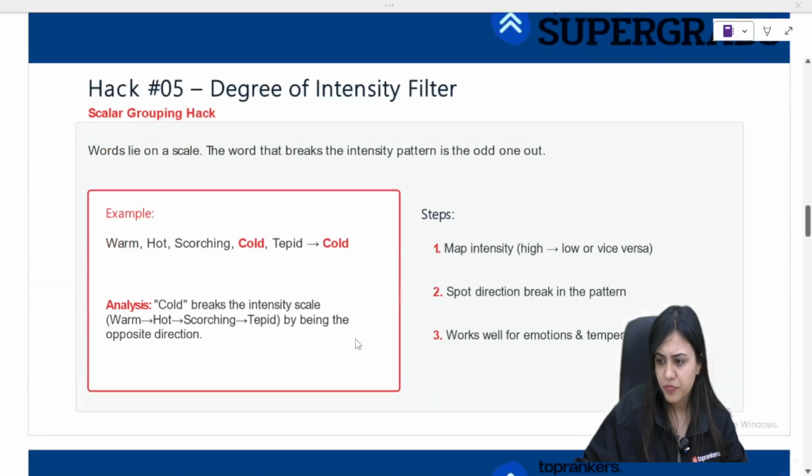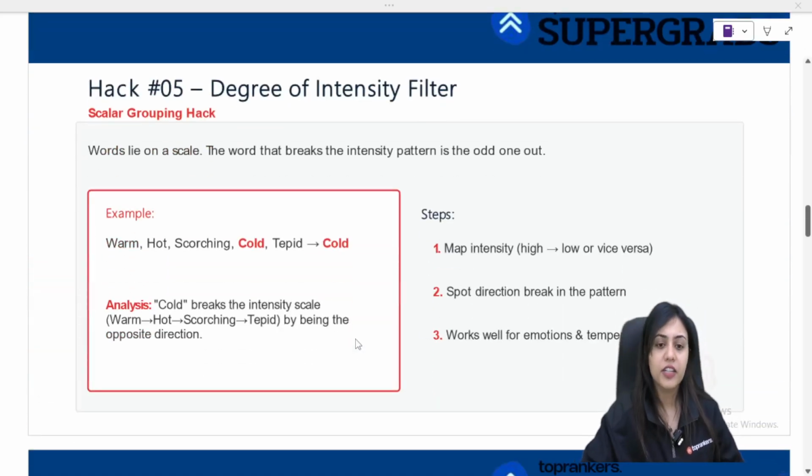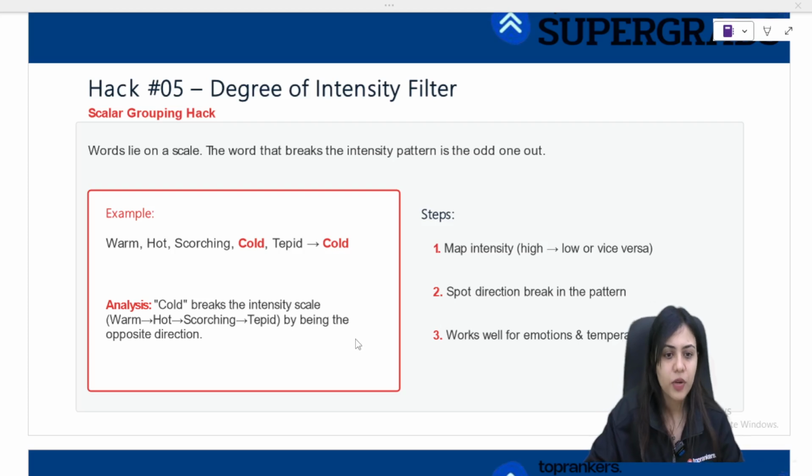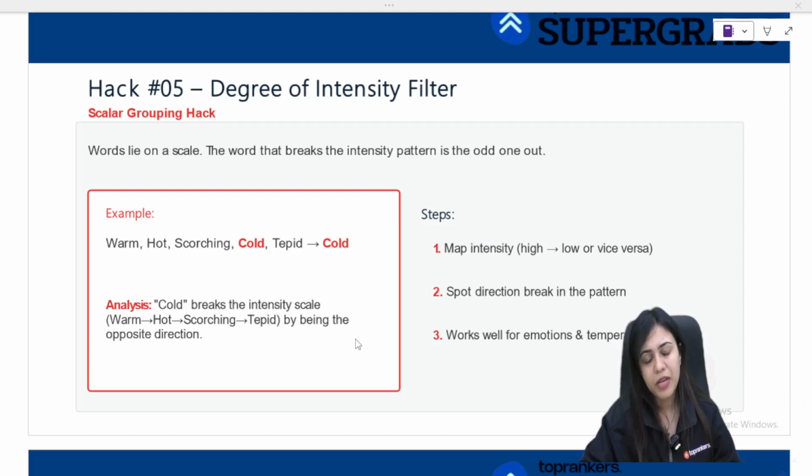Then the degree of intensity filter. We have already discussed degree of intensity and what a crucial role it plays. Now words lie on a scale. What does that mean? The word that breaks the intensity pattern is the odd man out. Similarly with sentences, all four sentences might be of the same degree, but one of them might be the odd man out. In this case, warm, hot, scorching, tepid. All four of them are different degrees of hotness.